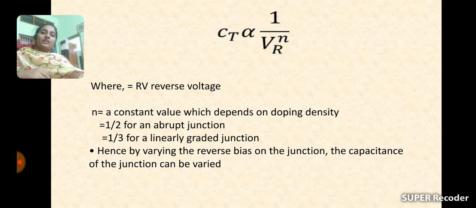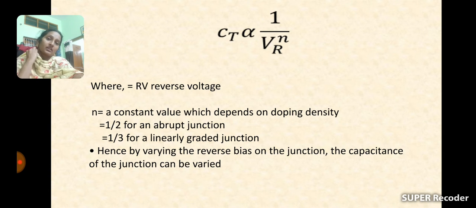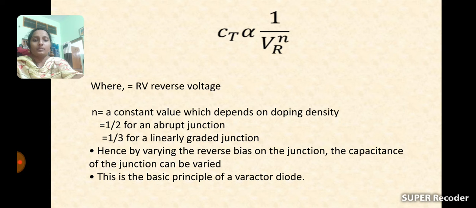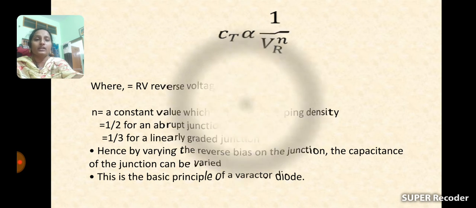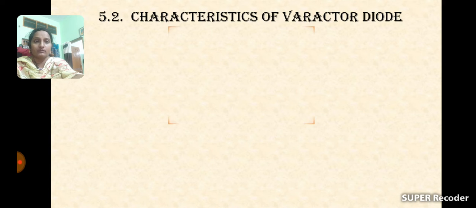Hence, by varying the reverse bias on the junction, the capacitance of the junction can be varied. So, this is the basic principle of the varactor diode.